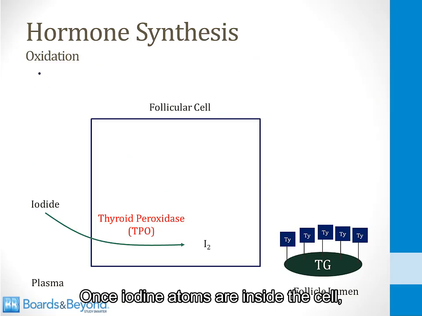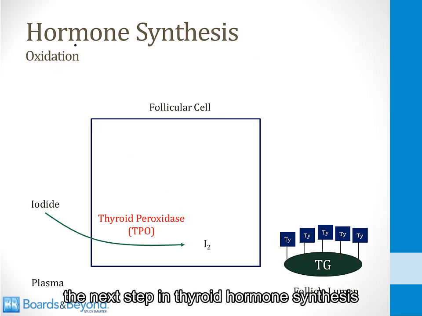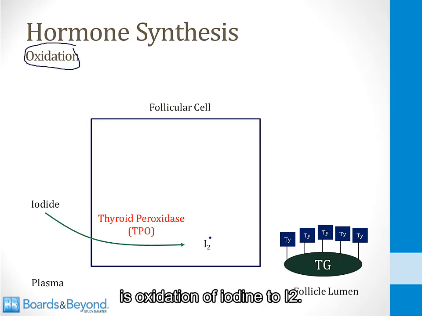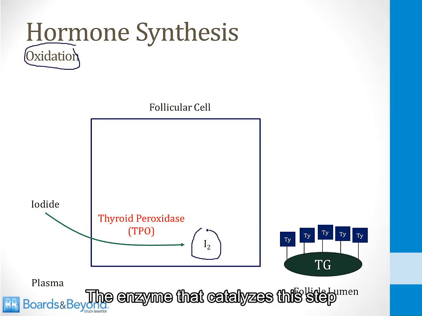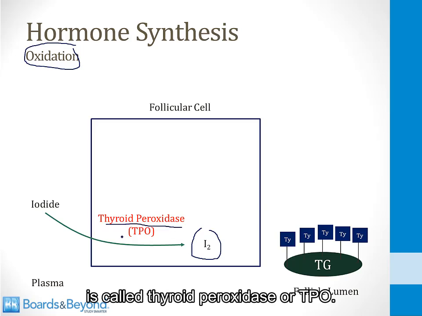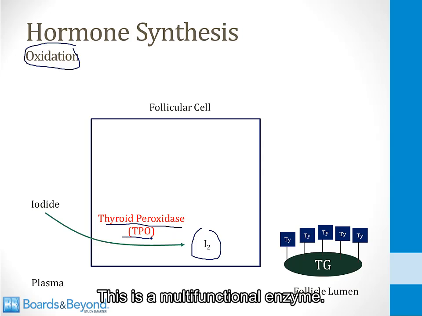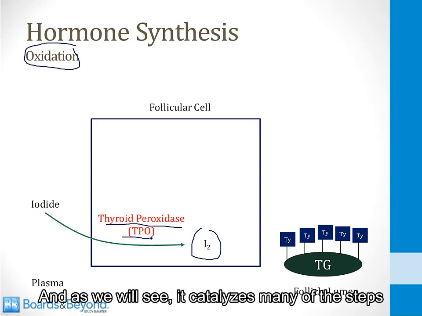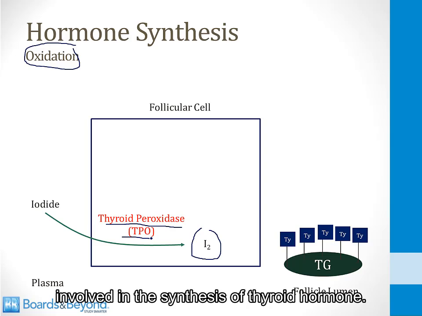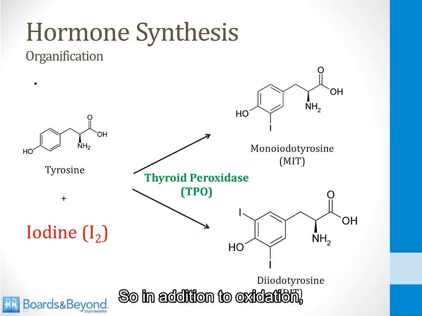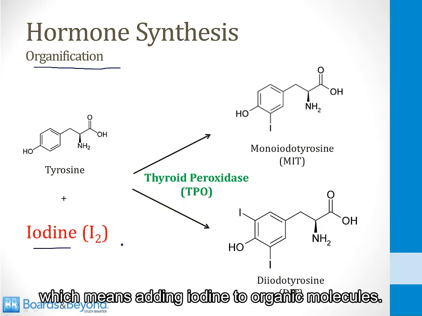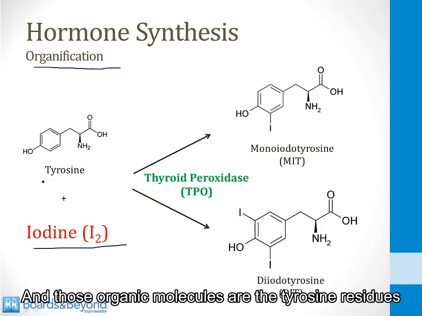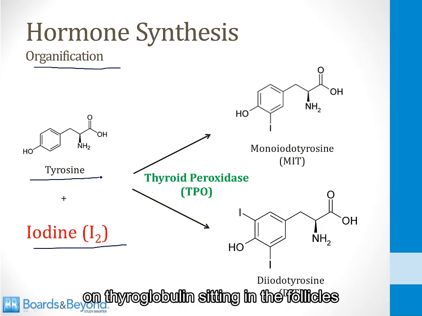Once iodine atoms are inside the cell, the next step in thyroid hormone synthesis is oxidation of iodine to I2. The enzyme that catalyzes this step is called thyroid peroxidase, or TPO. This is a multifunctional enzyme, and as we will see, it catalyzes many of the steps involved in the synthesis of thyroid hormone. So in addition to oxidation, it also catalyzes the next step, and that is the organification, which means adding iodine to organic molecules, and those organic molecules are the tyrosine residues on thyroglobulin sitting in the follicles of the thyroid gland.